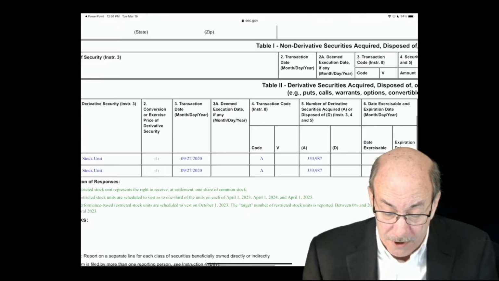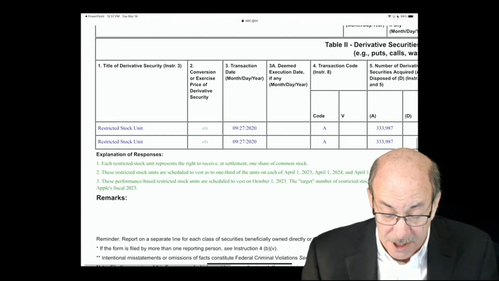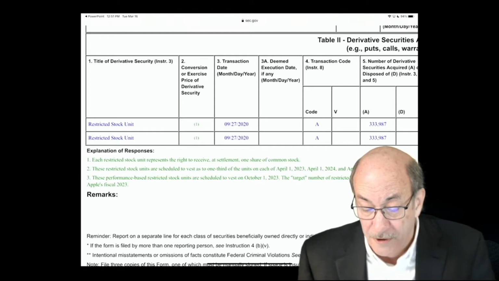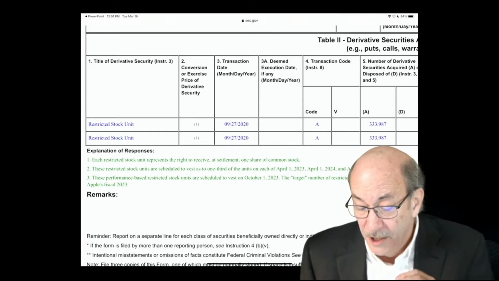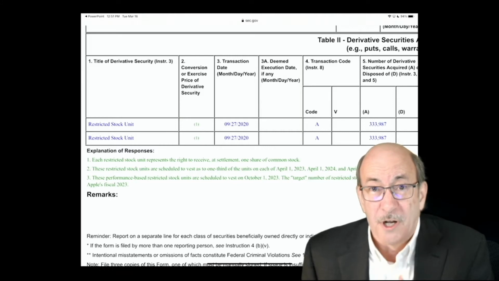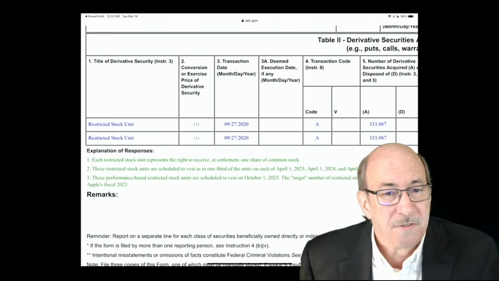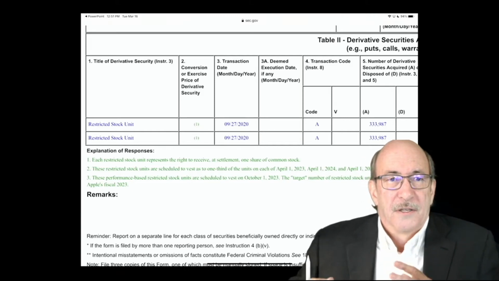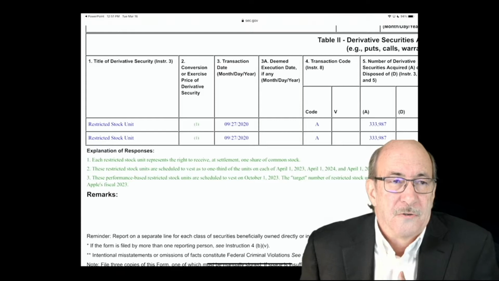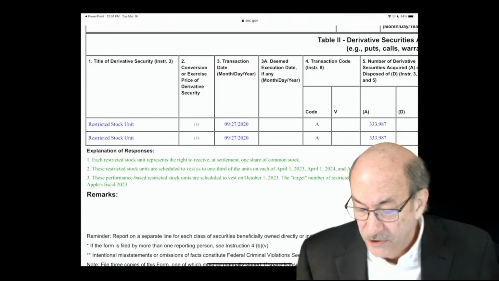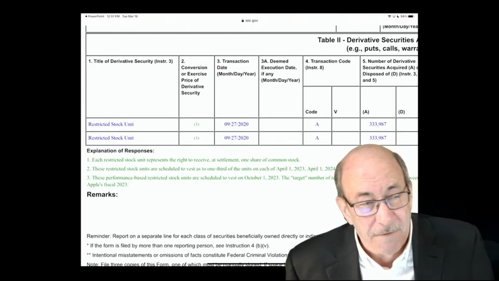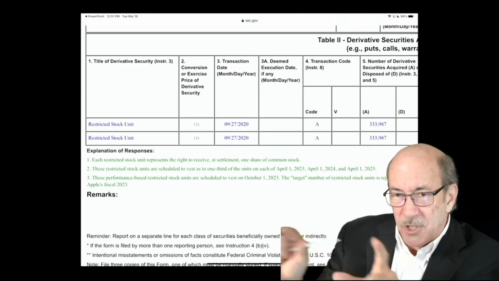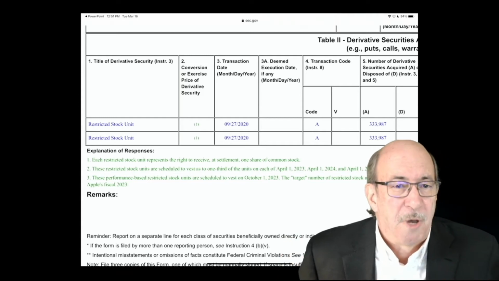Exercisable date, well, what is it? It's got a footnote down here, so it says, these restricted stock units are scheduled to vest as to 1/3 of the units on each of April 1, 2023, April 1, 2024, and April 1, 2025. What's vesting? It simply means that at that point in time, Tim Cook actually has the right to do something with those shares. So these 333,987 shares, they're sitting over right now in a pile, and they've got Tim's name on it, but Tim can't do anything with that pile of shares.